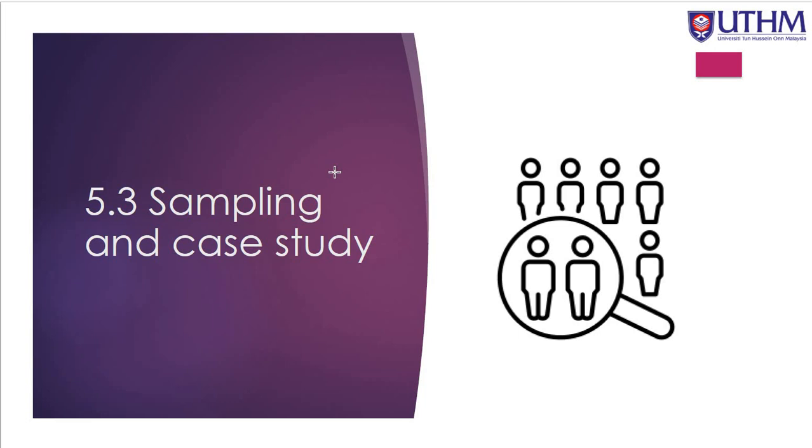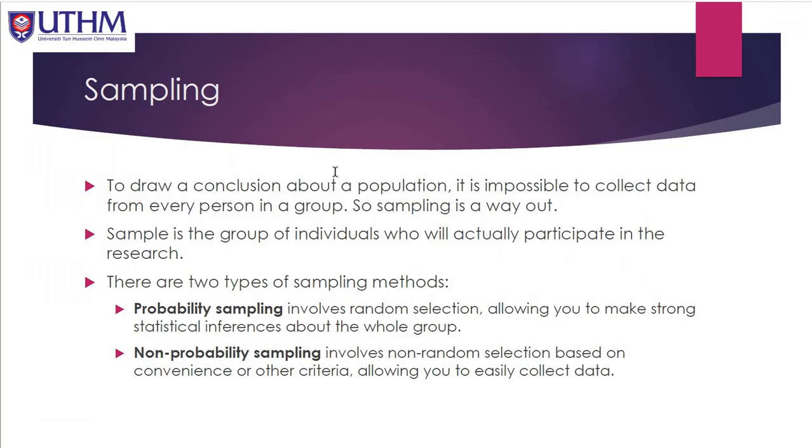So next is sampling and case study. What is sampling? To draw a conclusion about the population, it's possible to collect data from every person in a group. So sampling is a way out. A sample is the group of individuals who will actually participate in the research. There are two types of sampling method.